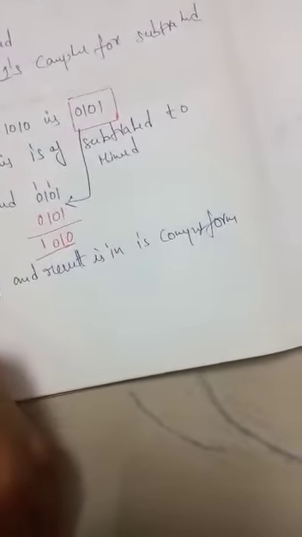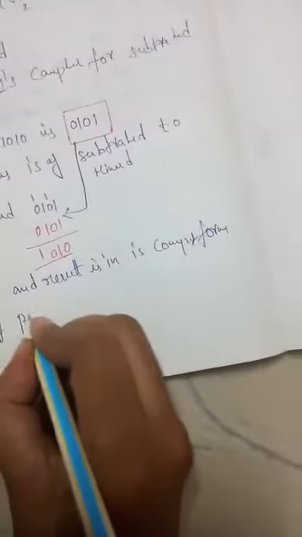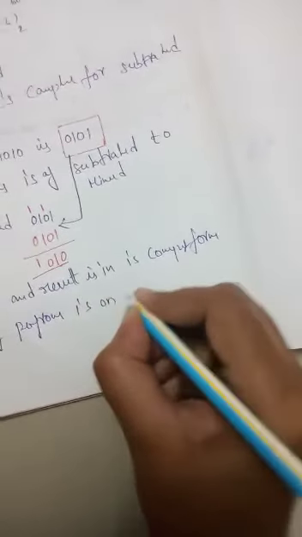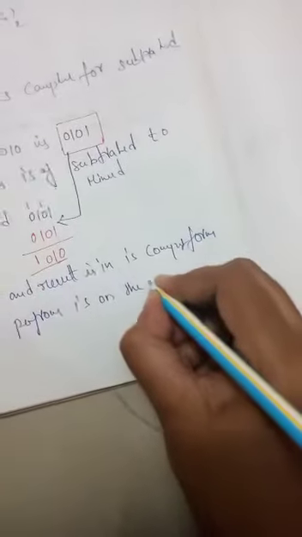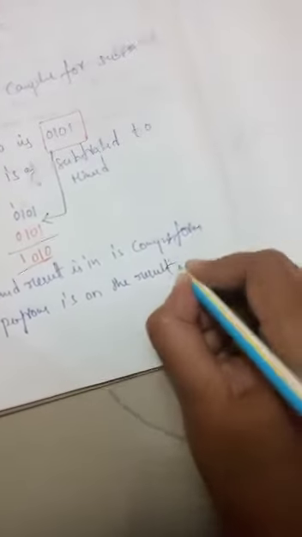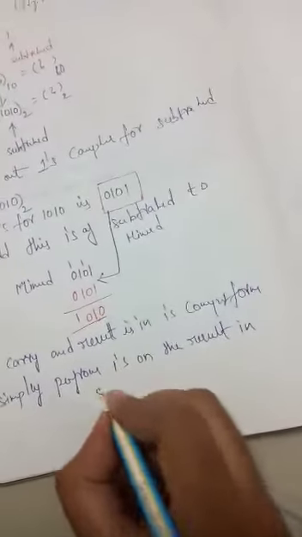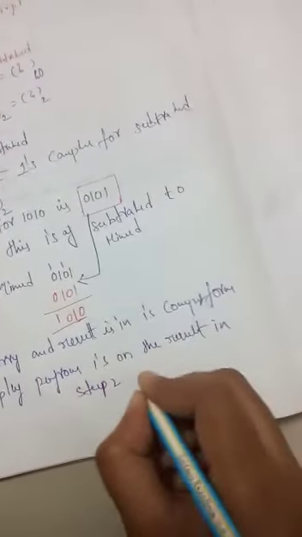Next, step 4. Simply perform 1's complement on the result in step 2 and put a minus sign.